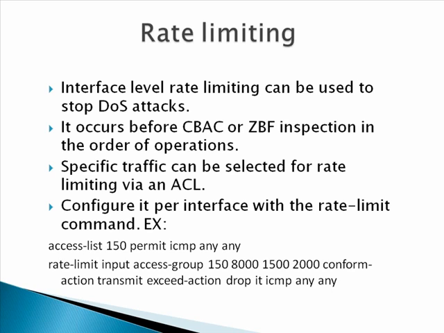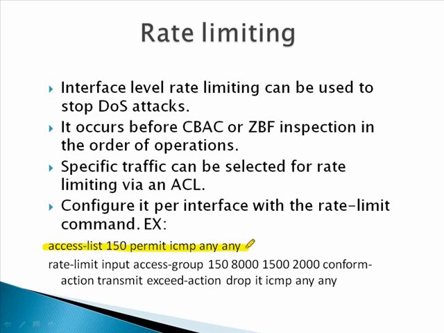Like it says here, that rate limiting occurs before either CBAC or zone-based firewall inspection in your router order of operations. So again, less processing load on the router is good in those situations where you're under attack and need rate limiting. You can rate limit just about anything simply by selecting what traffic you want to rate limit with a permit statement in an ACL. So an example down here is permit ICMP from anywhere to anywhere.